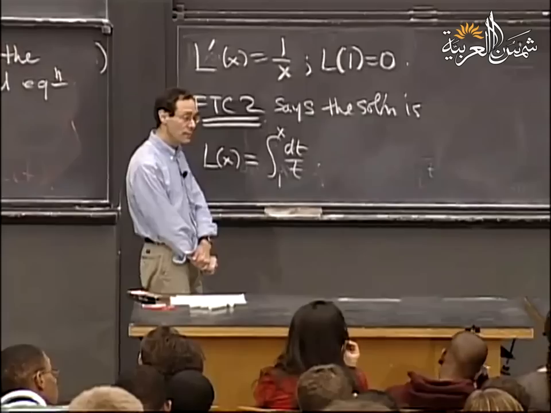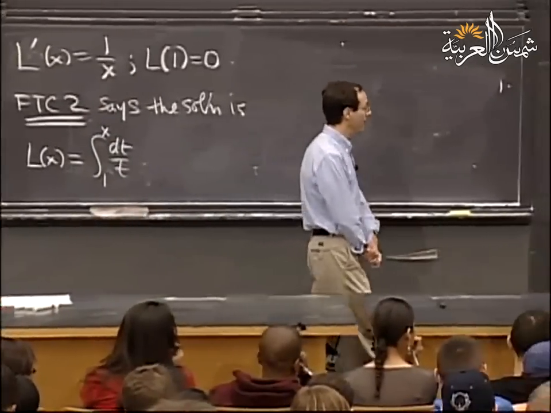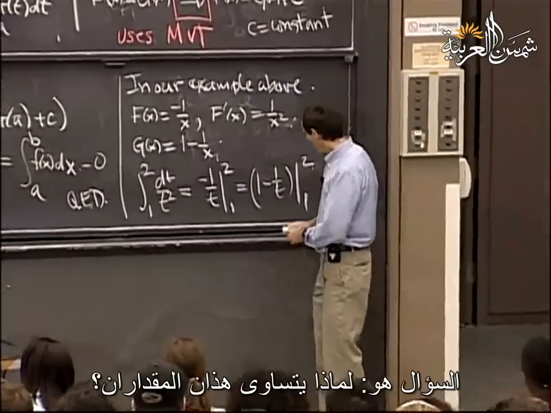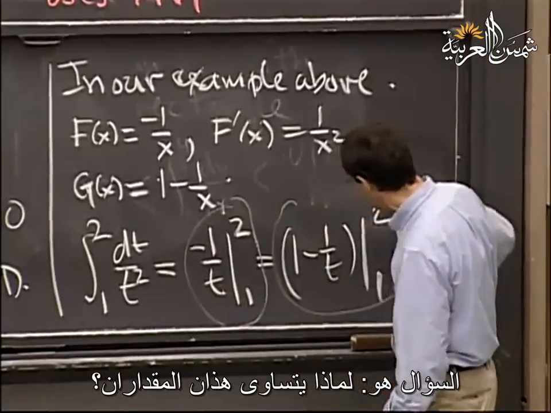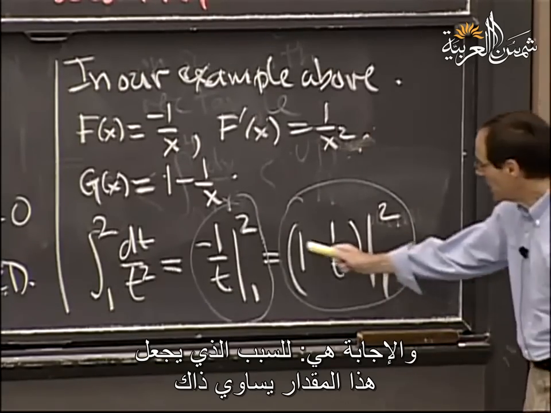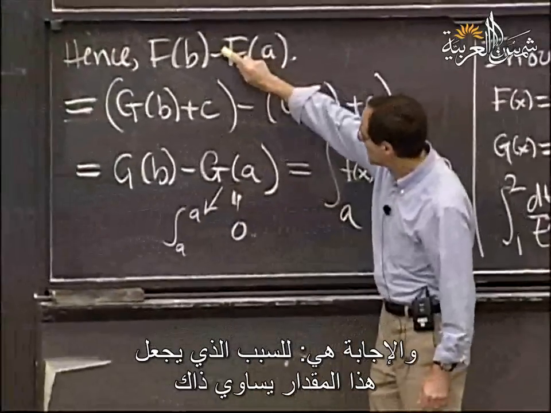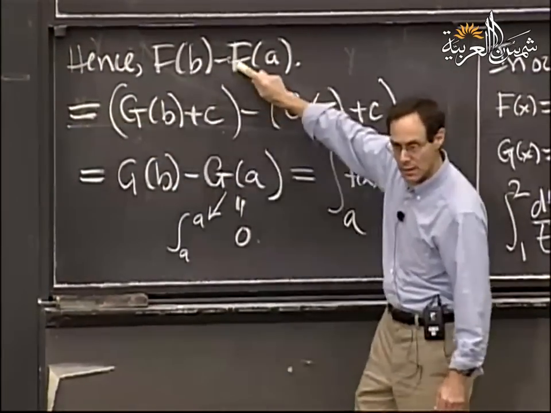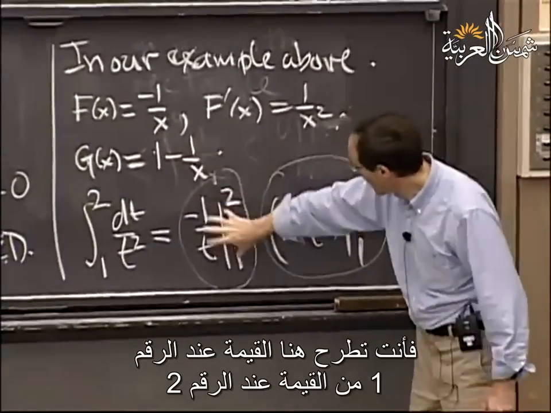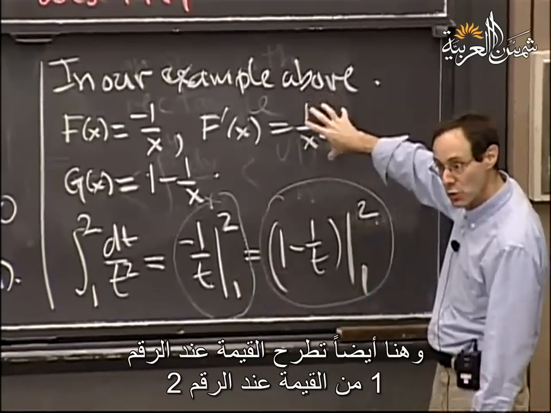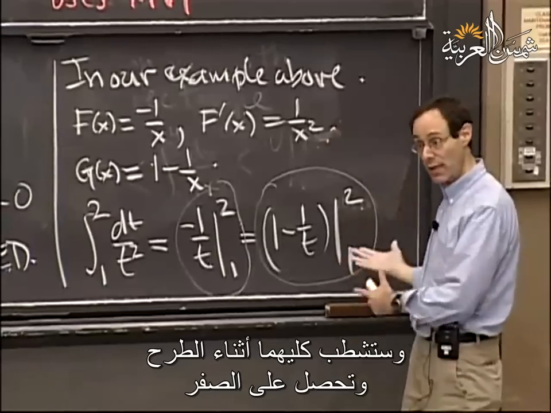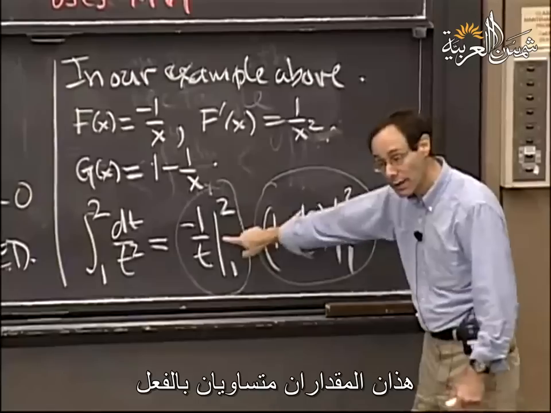Yeah, question? Over here, when we say negative 1 over t, how is that equal to 1 minus 1 over t? The question is, why is this equal to that? And the answer is, it's for the same reason that this is equal to that. It's that the ones cancel. You're taking the value of something at 2 minus the value at 1. You'll get a 1 in the one case, and you'll get a 1 in the other case. And then you subtract them, and they will cancel. They'll give you 0. These two things really are equal.